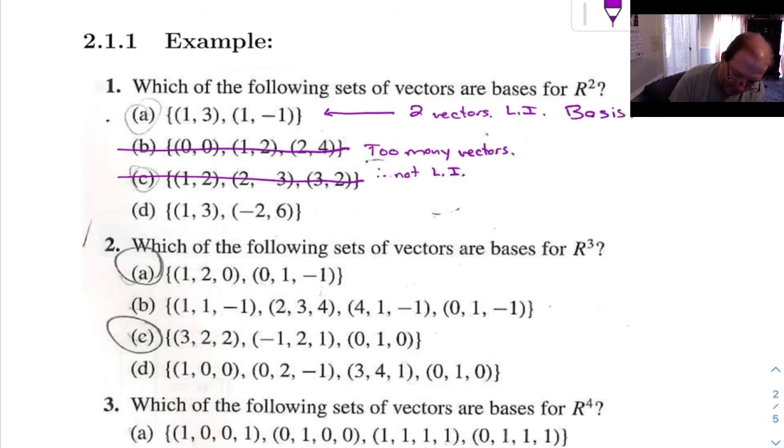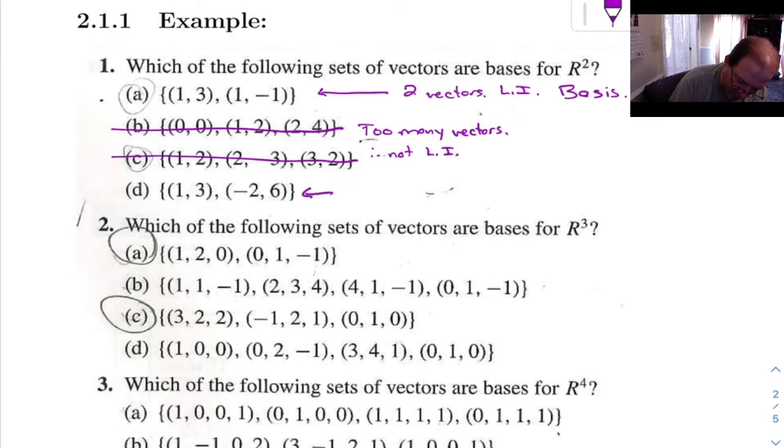So that's a basis. Now down here, we've got two vectors. Are they linearly independent? No. Actually, yes, they are. For a second there, I thought that they weren't, but they are linearly independent. And how do you tell?